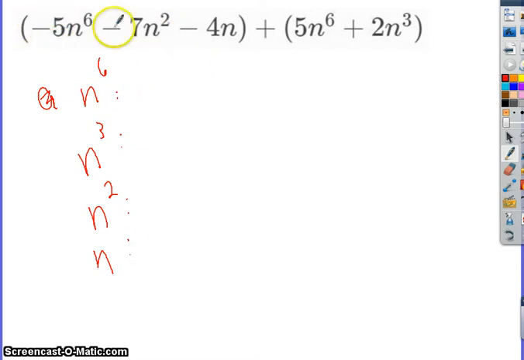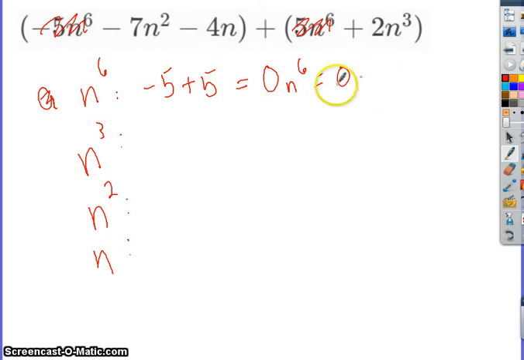So I can add this and this. So negative 5 here, plus 5 here, and that takes care of all my n to the 6 terms. Negative and positive, these cancel exactly. 0 n to the 6, or just 0, and so I'm going to leave that off. In other words, these canceled completely. There's no more of those. 5 apples minus 5 apples is no apples.